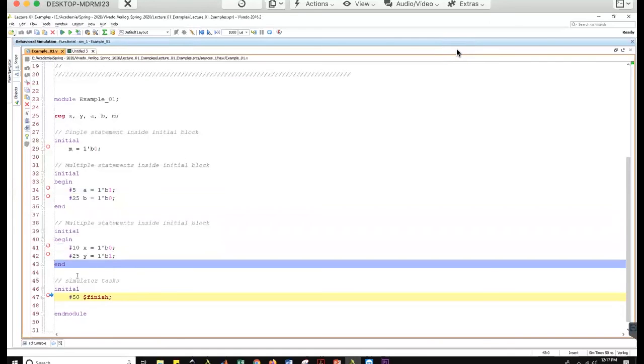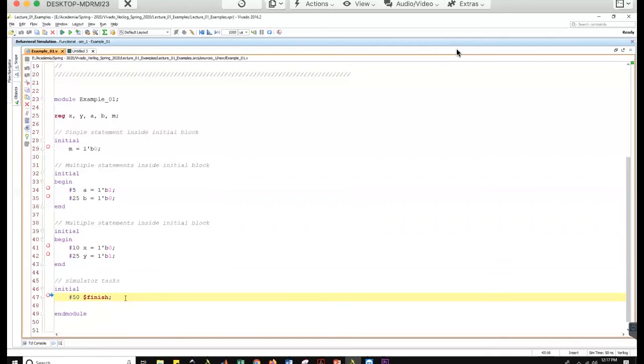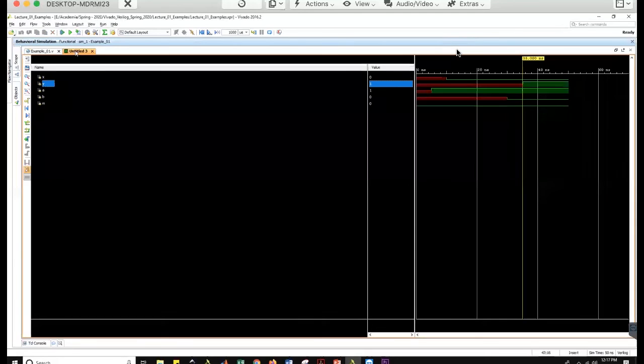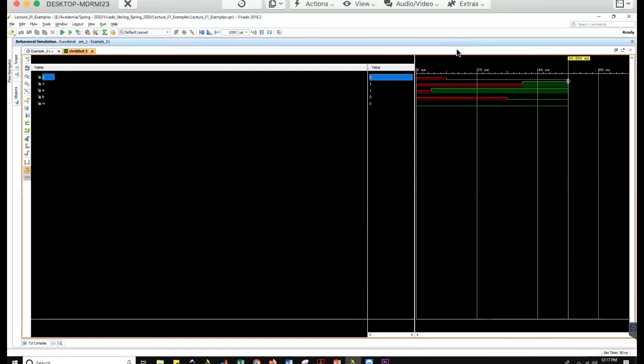Okay, the final initial block basically tells the simulator to finish the simulation at 15 nanoseconds. If you look at this one, this time is 15 nanoseconds. After this, there are no values because the simulation has been stopped by the simulator.